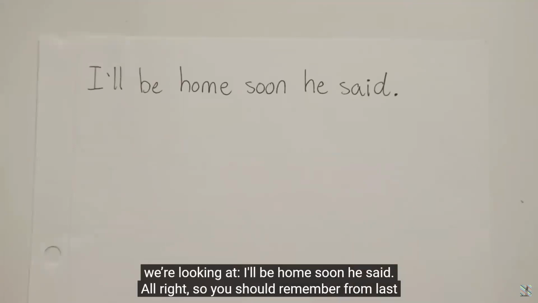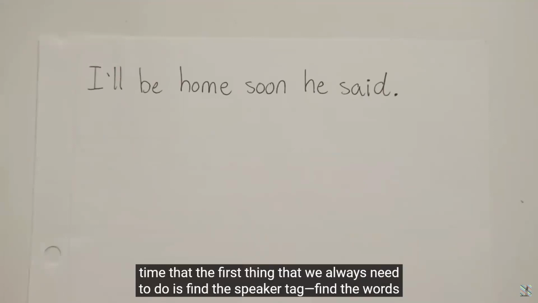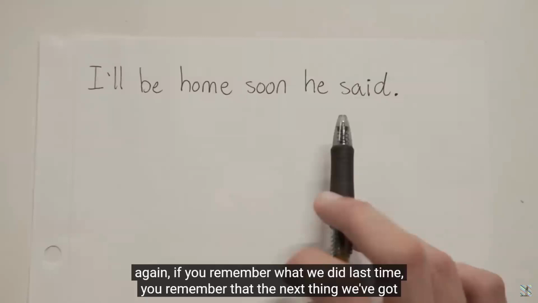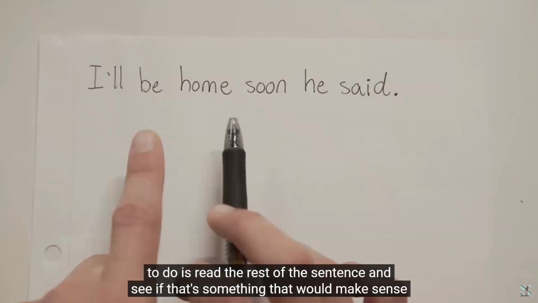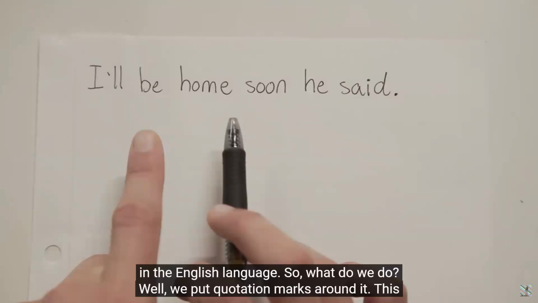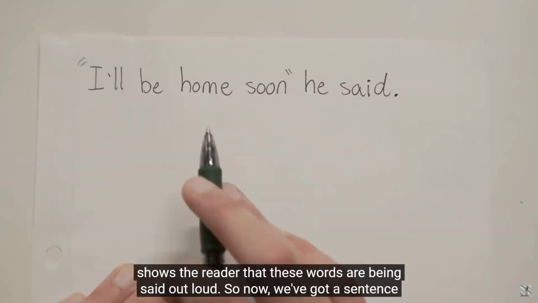All right, so you should remember from last time that the first thing we always need to do is find the speaker tag, find the words that tell who is actually talking. And in this sentence, that would be "he said." And again, the next thing we've got to do is read the rest of the sentence and see if that's something that would make sense for someone to actually say. And it is. "I'll be home soon" is a fine, functional sentence in the English language. So what do we do? Well, we put quotation marks around it. This shows the reader that these words are being said out loud.